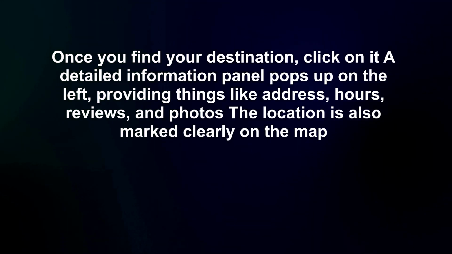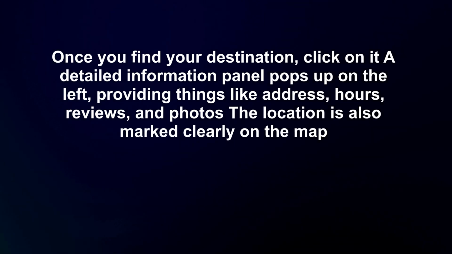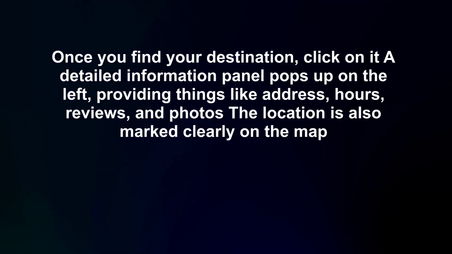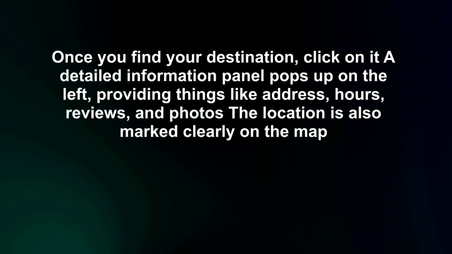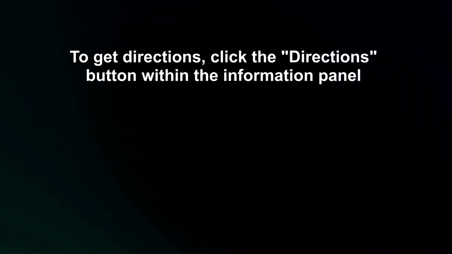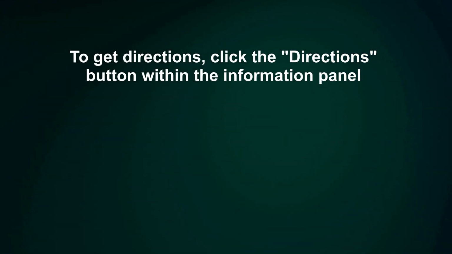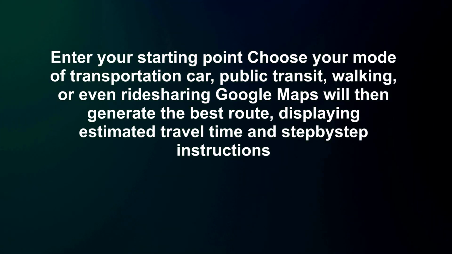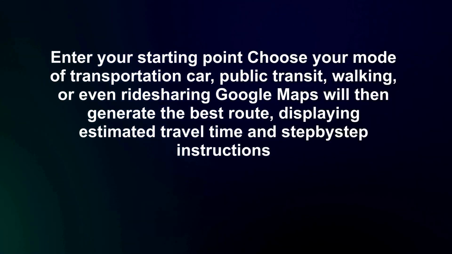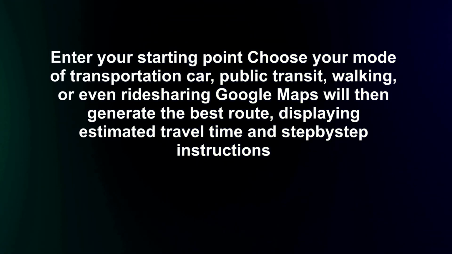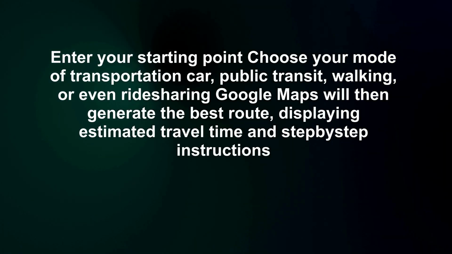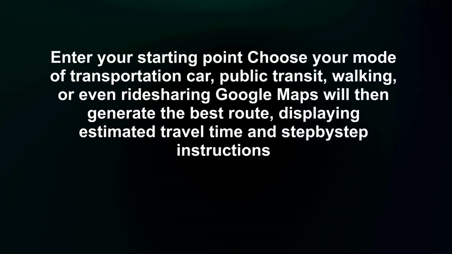A detailed information panel pops up on the left, providing things like address, hours, reviews, and photos. The location is also marked clearly on the map. To get directions, click the Directions button within the information panel. Enter your starting point. Choose your mode of transportation: car, public transit, walking, or even ride-sharing. Google Maps will then generate the best route, displaying estimated travel time and step-by-step instructions.